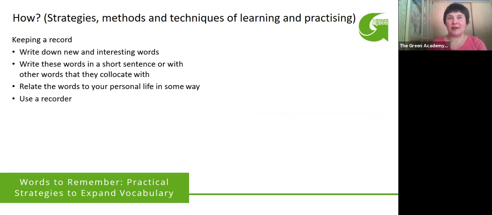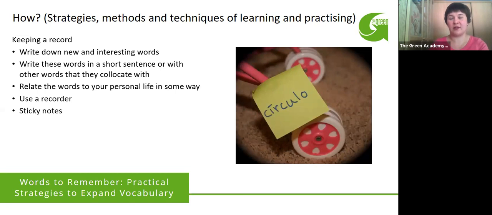If you don't have a pencil, use a recorder, use your gadget. Usually our mobile phones have apps to record. That way you can also listen to your voice later, and you can also practice your pronunciation. Sticky notes like this, stick these little pieces of paper everywhere you can, if you want to.